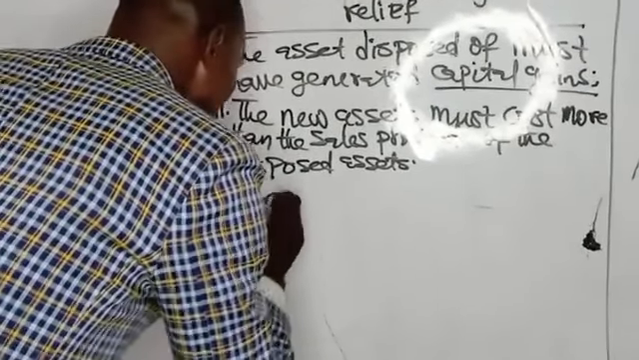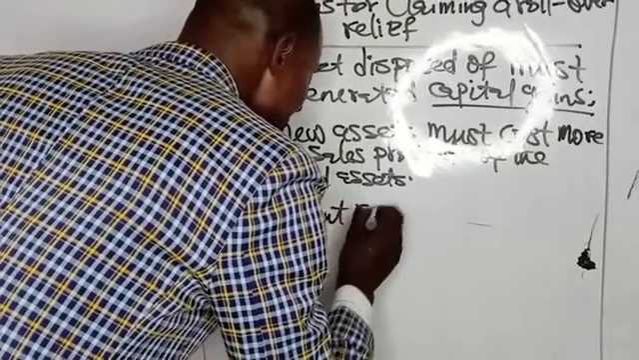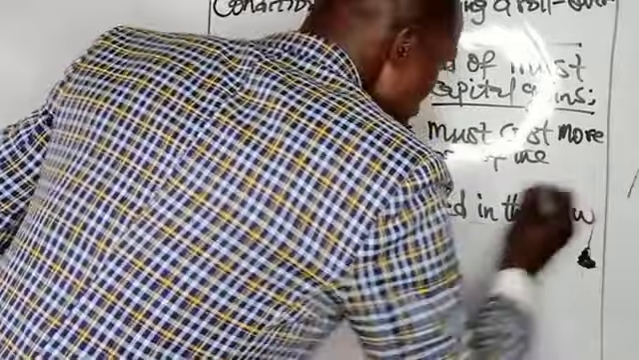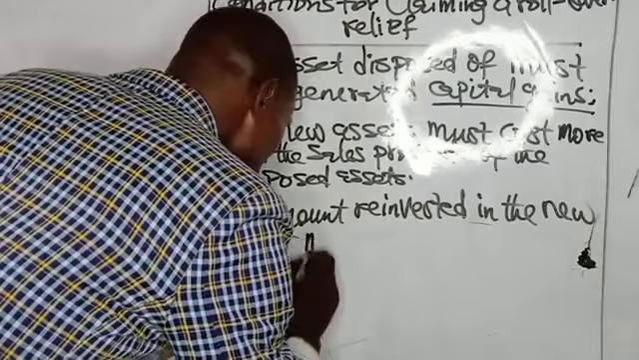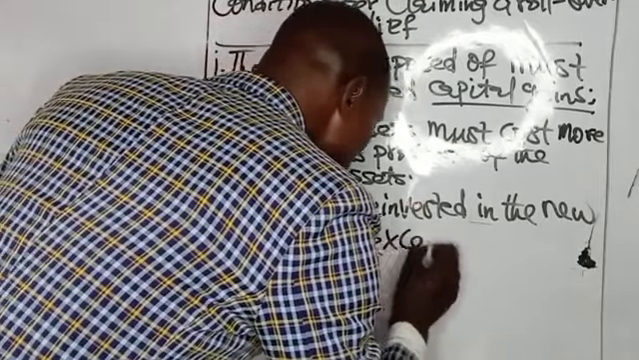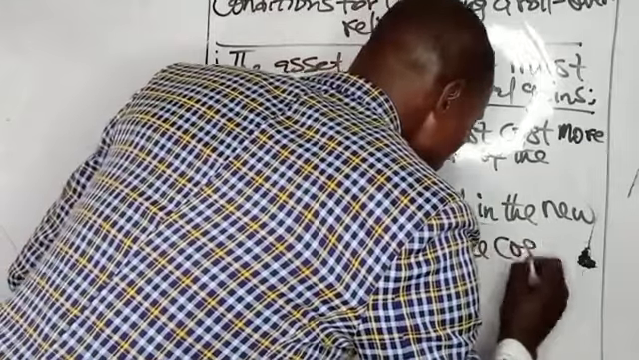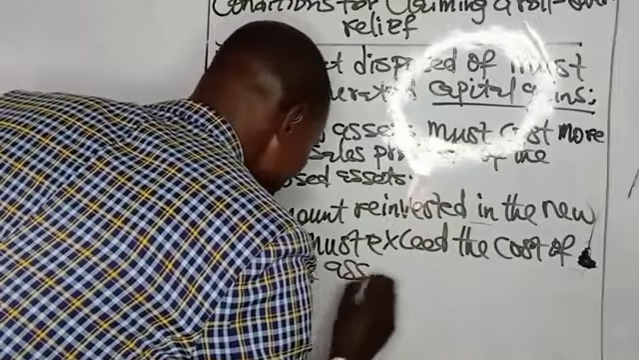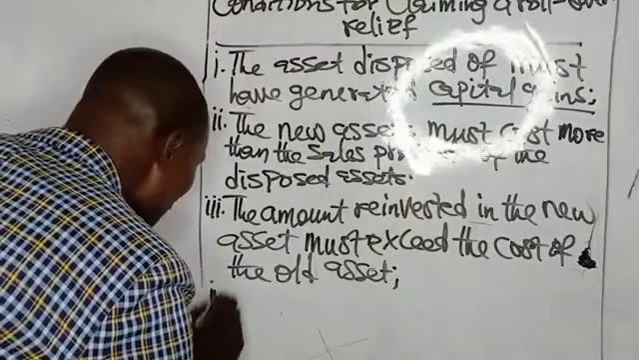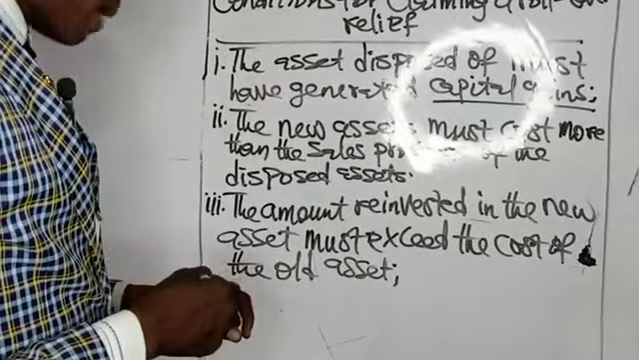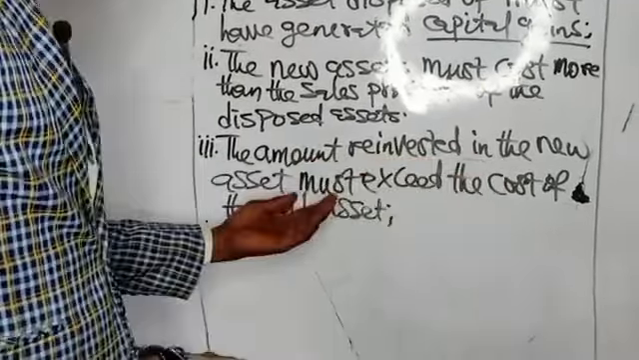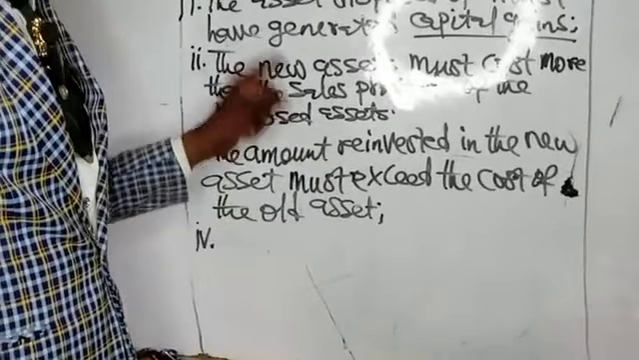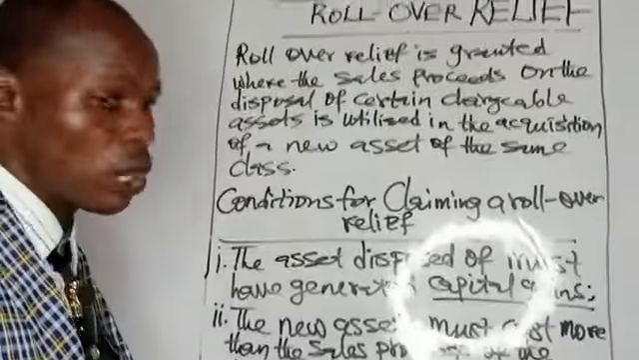Number 3, the amount reinvested in the new asset must exceed the cost of the old asset. So the cost of the old asset must not be greater than the sum reinvested.